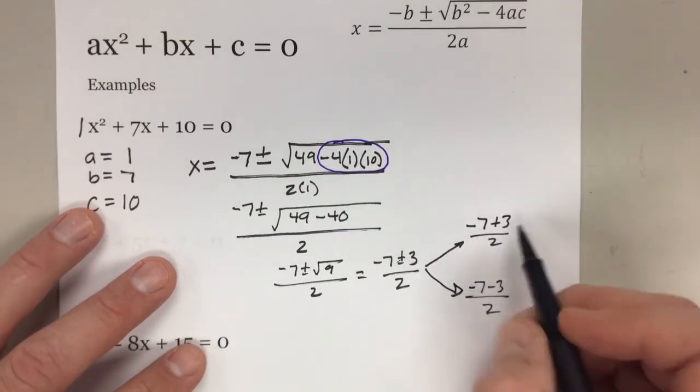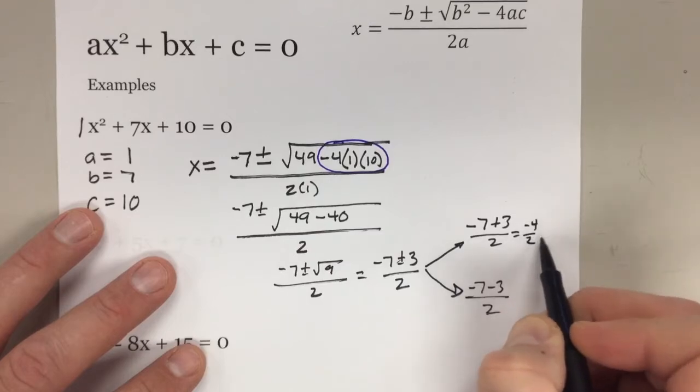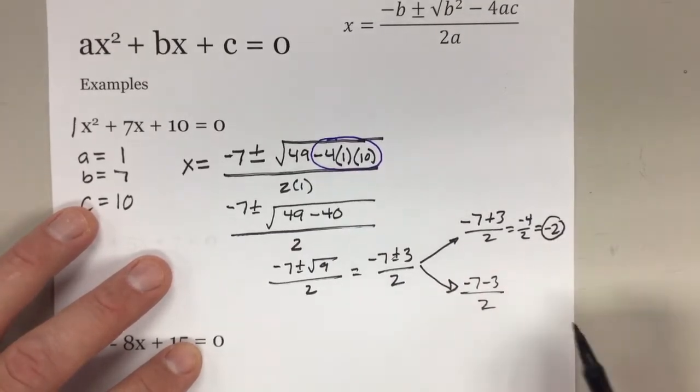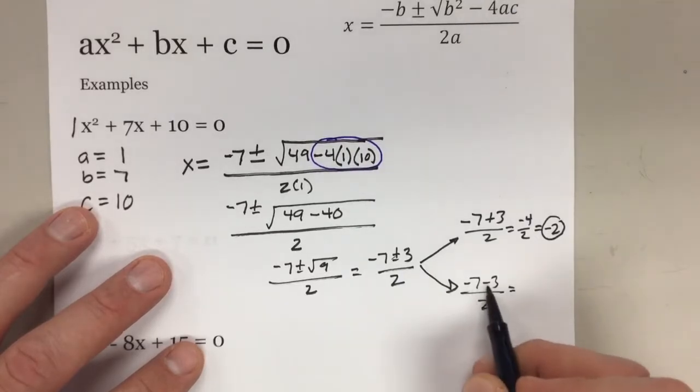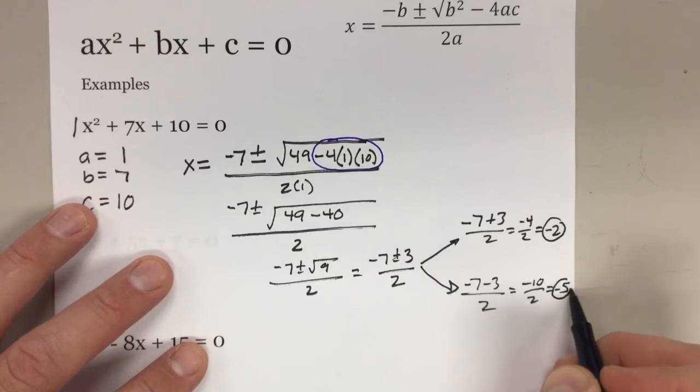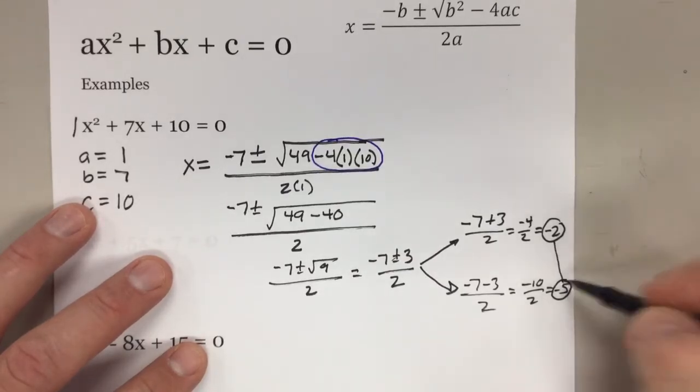So negative 7 plus 3 is negative 4. Negative 4 divided by 2 is negative 2. So there's one answer. Over here, negative 7 minus 3 is negative 10. Divided by 2 is negative 5. There's my two answers.